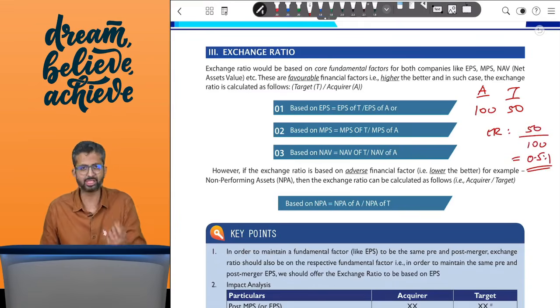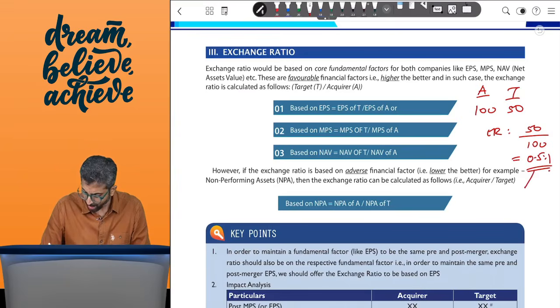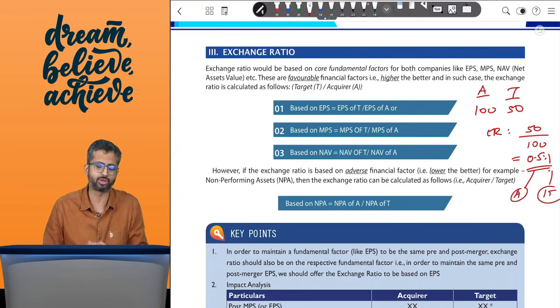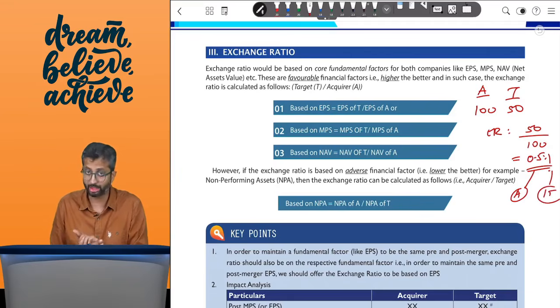Logically this makes sense because it is one share of the acquirer, one share of the target. How do you read this? How many shares of the acquirer for one share of the target? So for one share of the target, we will say there are 0.5 shares of the acquirer that need to be issued. That is what you mean by the exchange ratio of 0.5:1. This will work in case of favorable financial factors.